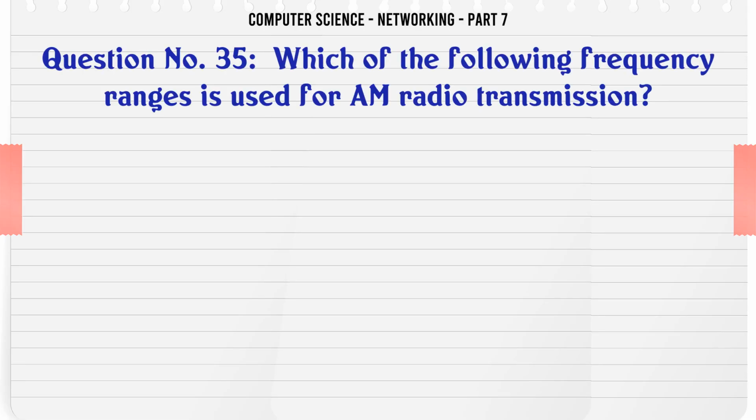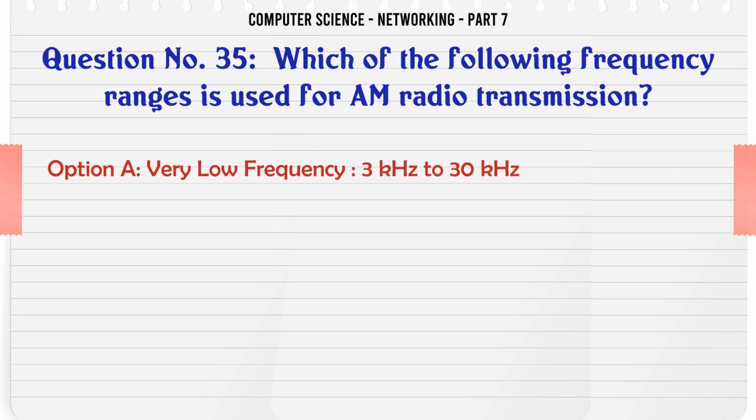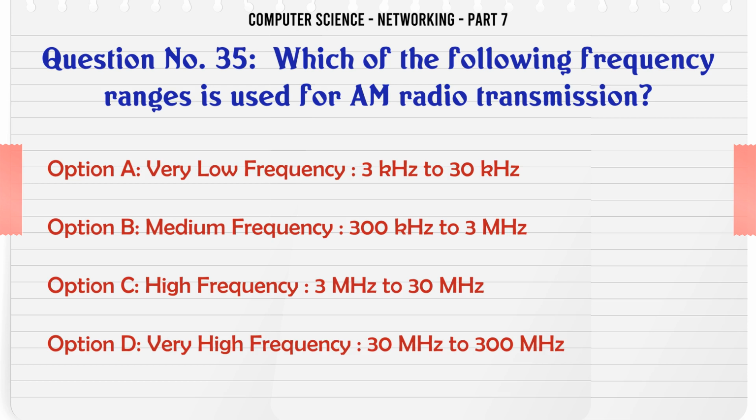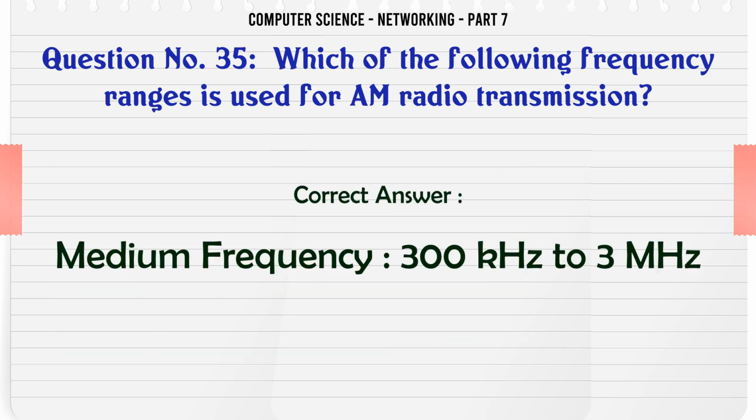Which of the following frequency ranges is used for AM radio transmission? A. Very low frequency 3 kHz to 30 kHz. B. Medium frequency 300 kHz to 3 MHz. C. High frequency 3 MHz to 30 MHz. D. Very high frequency 30 MHz to 300 MHz. The correct answer is medium frequency 300 kHz to 3 MHz.